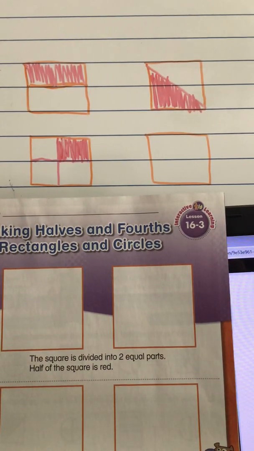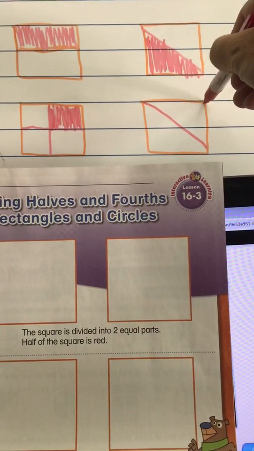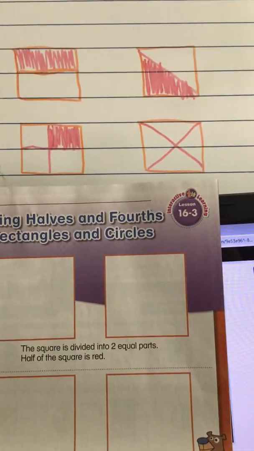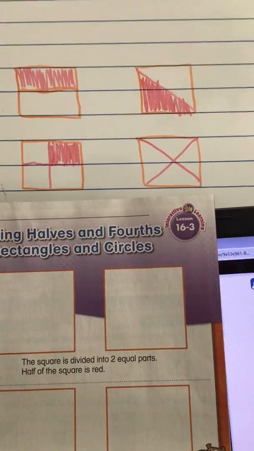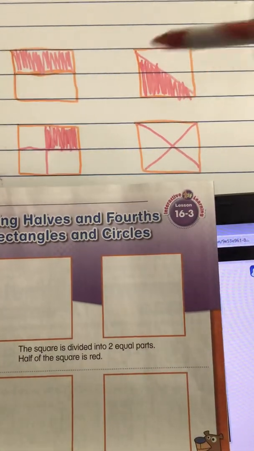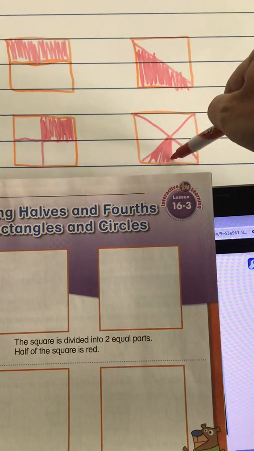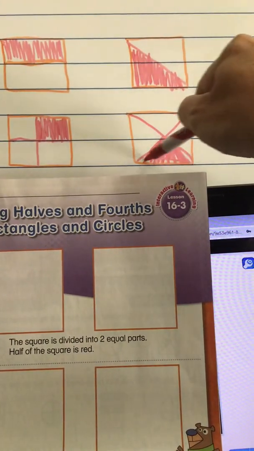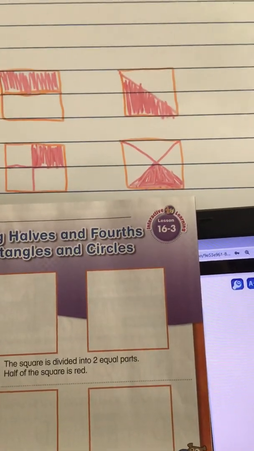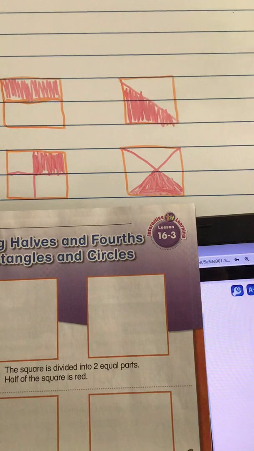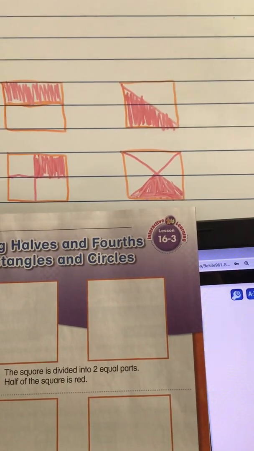Go next door. Draw your lines like that. Now we have 4 equal parts. Color 1 red. Same thing, I can say 1/4 is red. 1 out of the 4 equal parts is colored red.